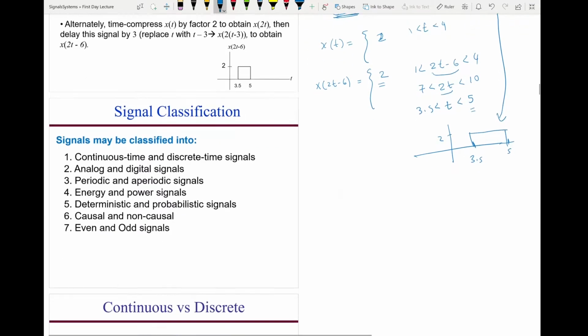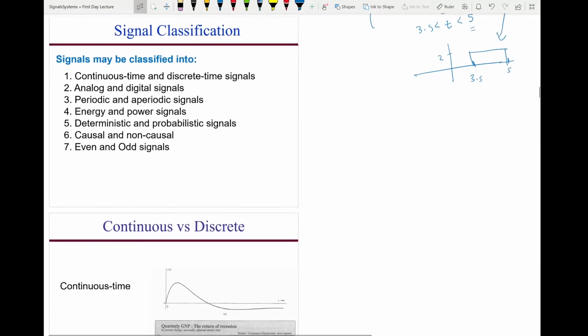Okay, now let's look at signal classification. Signals may be classified into: continuous time and discrete time signals, analog or digital signals, periodic or non-periodic, energy or power signals, we already discussed this before, deterministic or probabilistic signals, causal or non-causal signals, even and odd signals.